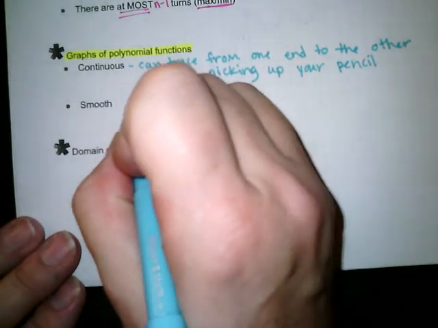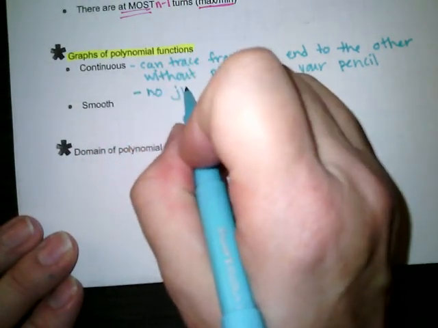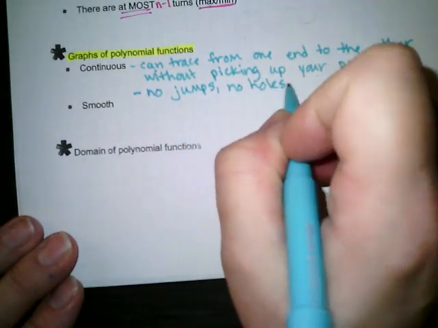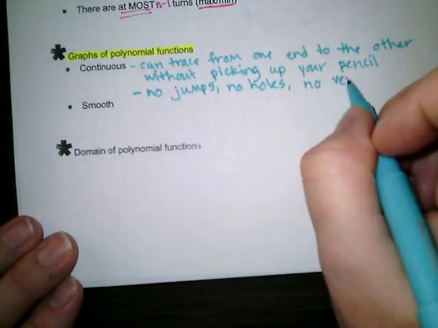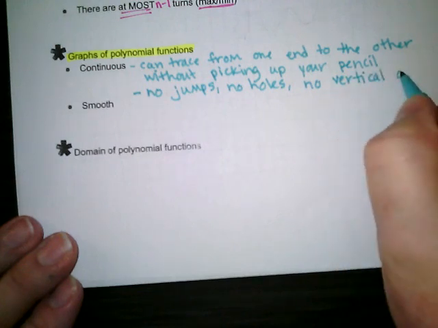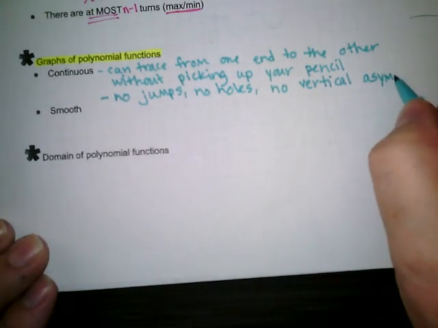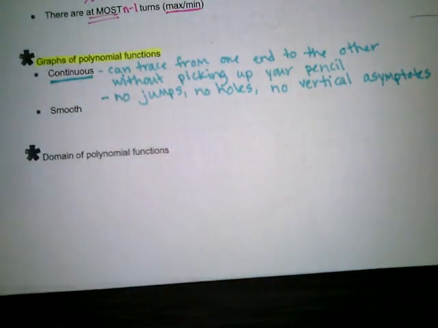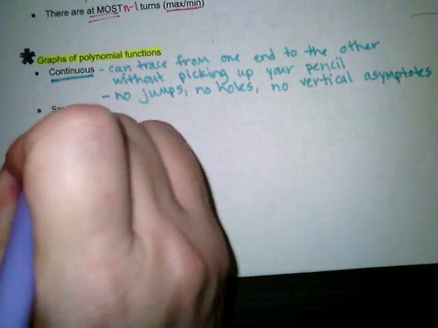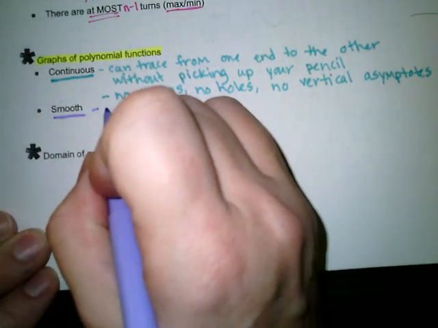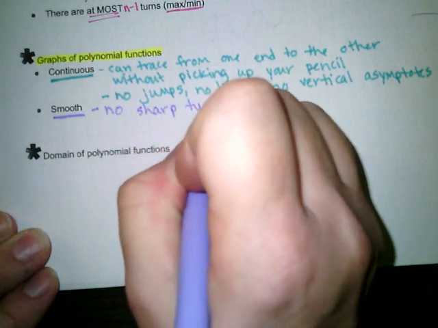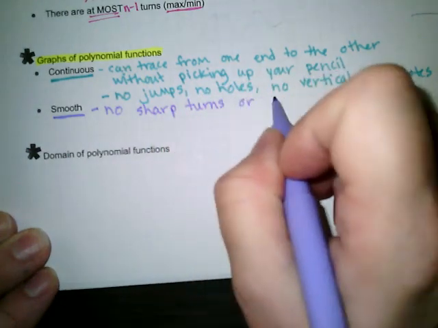So what does that technically mean? It means there are no jumps, no holes, no vertical asymptotes. So they are continuous and they are smooth. So in this case, smooth means there are no sharp turns or corners.